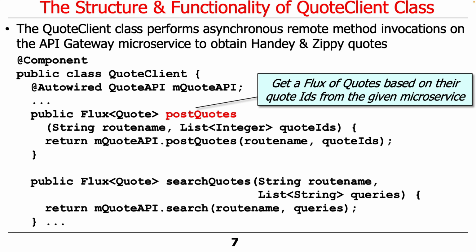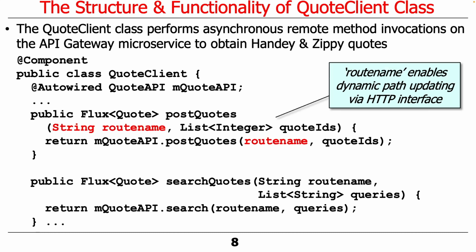And we have a bunch of different methods here. We're just going to look at a handful of them, but they all work pretty much the same way. So we have one called post quotes, which is going to take the route name of the specific microservice we want, which is either the handy microservice or it's the zippy microservice. And then we pass in the list of quote IDs.